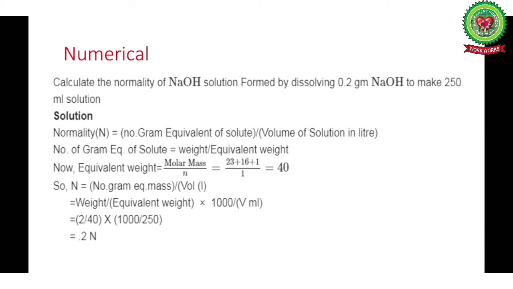First of all, we are going to calculate the equivalent weight. NaOH is a base. It is furnishing only one OH negative ion, so the value of n will be 1. The molar mass of NaOH is 40, and when it is divided by 1, we get the answer 40 only. So the equivalent weight of NaOH will be 40. The weight given is 0.2 gram, the equivalent weight is 40, and 250 ml is the volume. Convert that 250 ml into liter, it will be 1000 upon 250. So we will get the answer 0.2 normal.